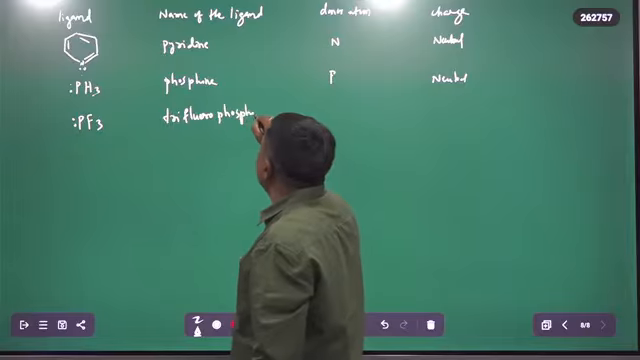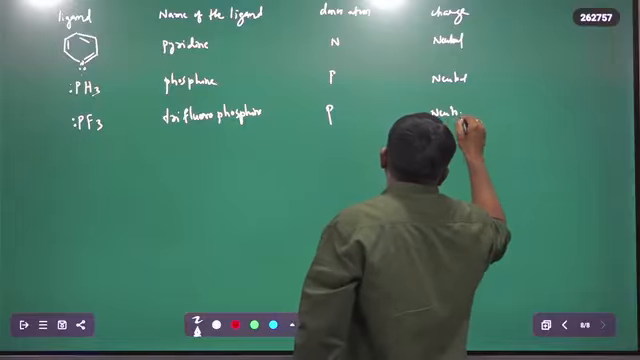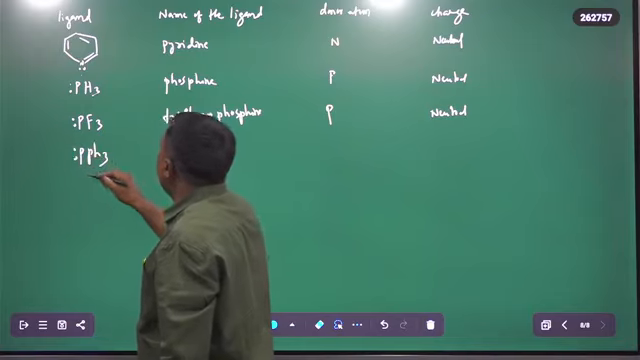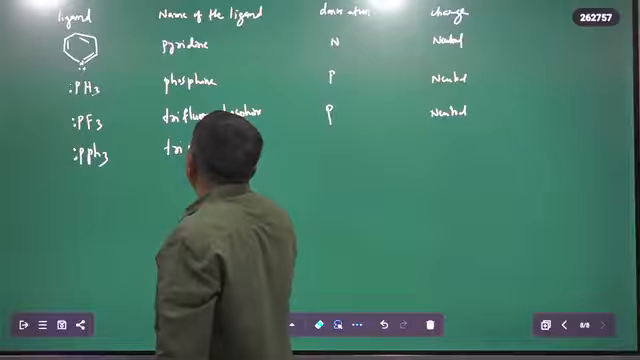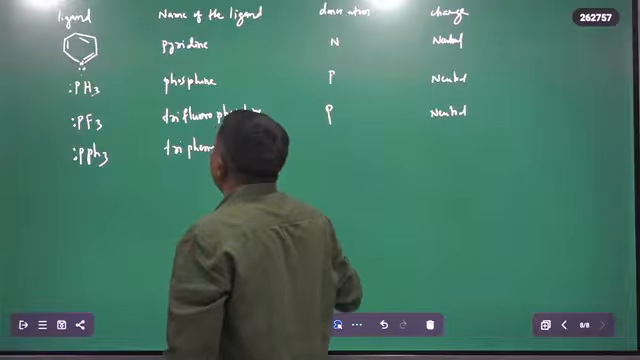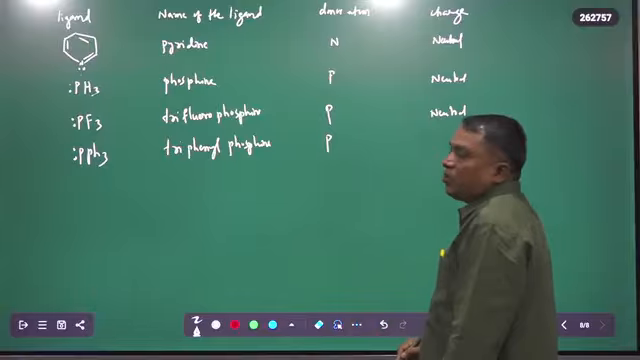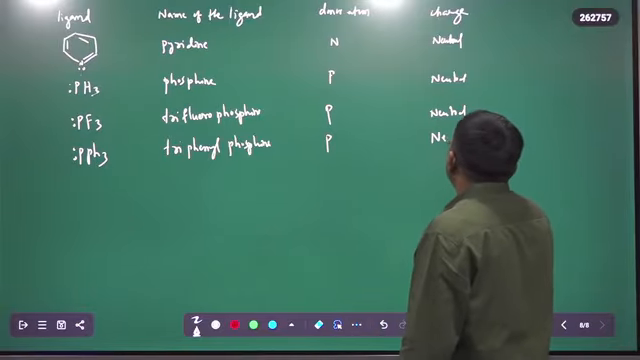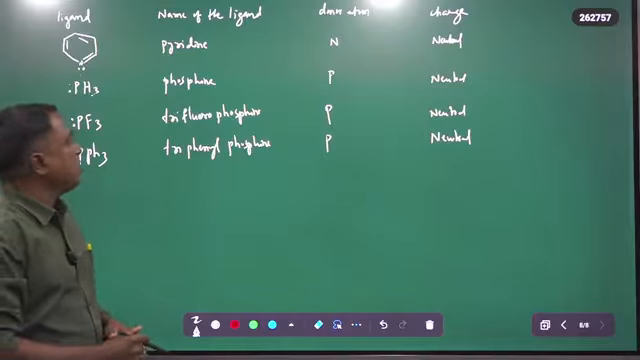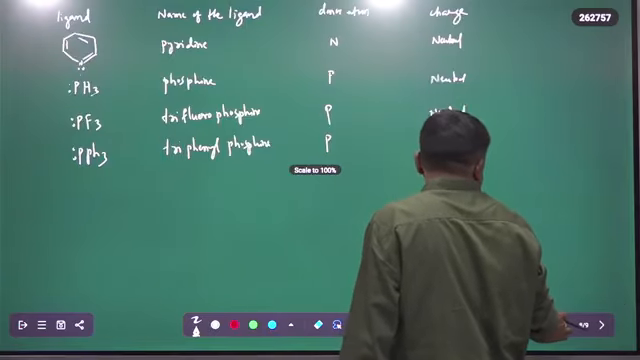Trifluorophosphine. So here also the donor atom is the phosphorus and it is also neutral in charge. And PPh3, triphenylphosphine. In this also the central atom phosphorus has a lone pair, therefore they can donate an electron pair to the central atom. That's why the donor atom is the phosphorus, and it is neutral in charge. So these are the monodentate neutral ligands.